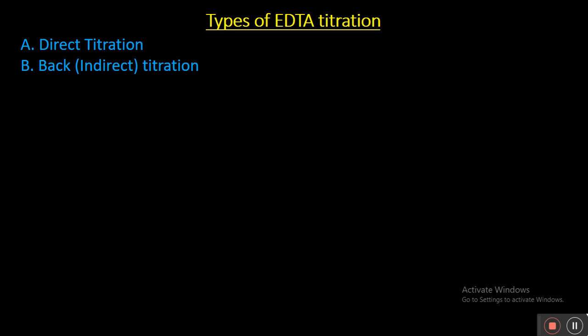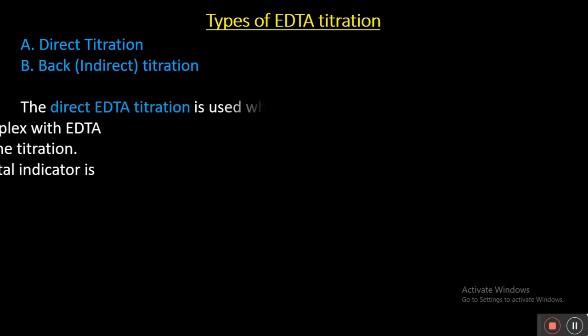Types of EDTA titrations. There are two types of EDTA titration. First is direct titration, and second is back titration, also called indirect titration. Now let us see in detail.